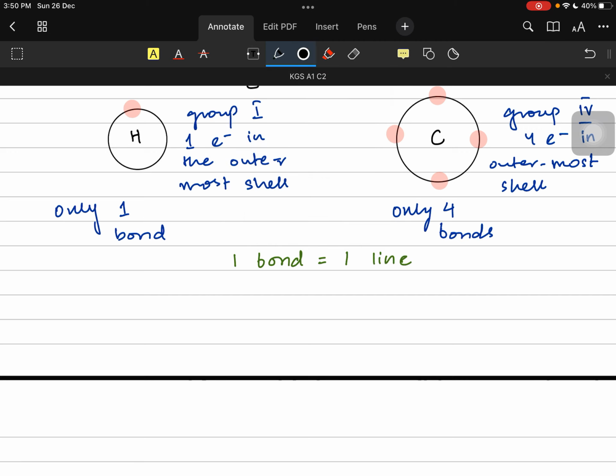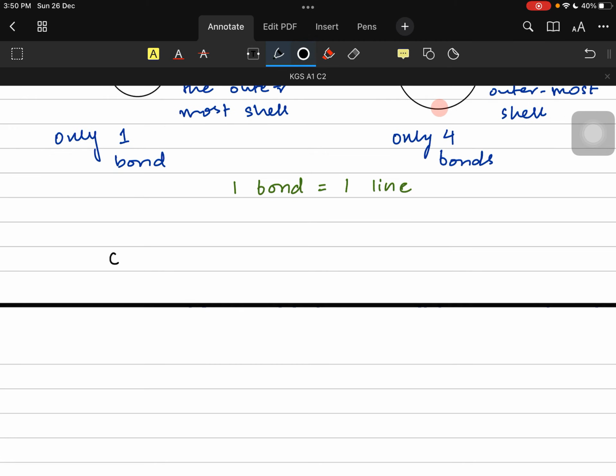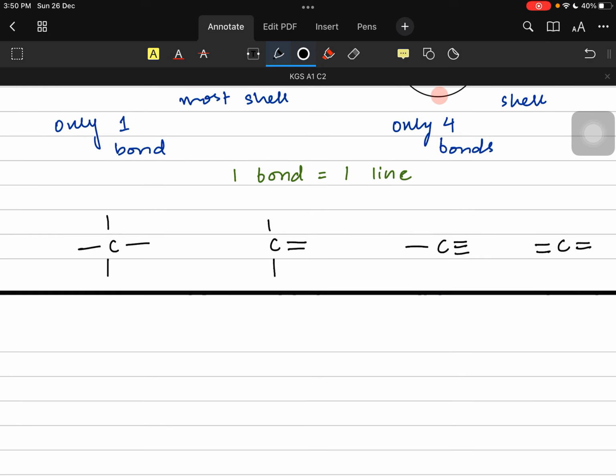So when you're drawing carbon, for example, your carbon could look something like this, with four lines coming out of it. It could be having 2 lines from one side, the other 2 from the other sides, whatever. It could be having 3 lines from one side, the other one from the other side, or 2 lines from 2 different sides. All you care about is the fact that carbon is making 4 covalent bonds, which means 4 lines are coming out of it.